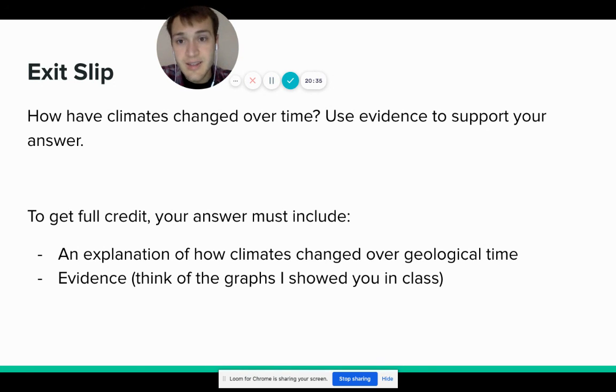So if you click on the exit slip post in Google Classroom, there's going to be a Google Slides PowerPoint. That PowerPoint's going to have the charts that I showed you in class. So evidence just means data. So look at those graphs, pull some information that proves that climates have changed over time, right?